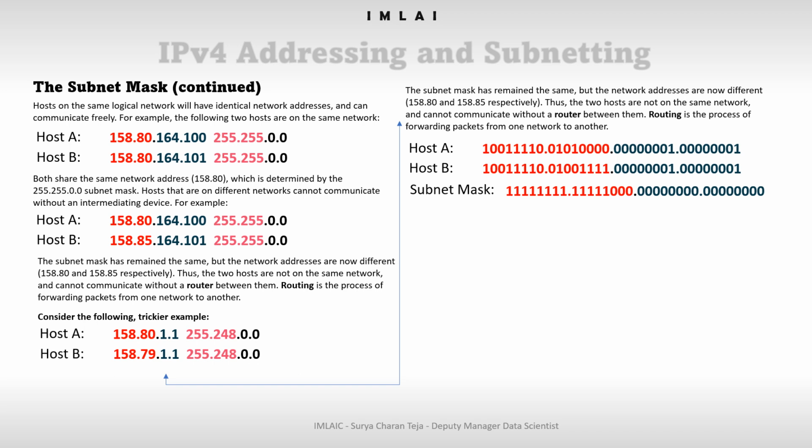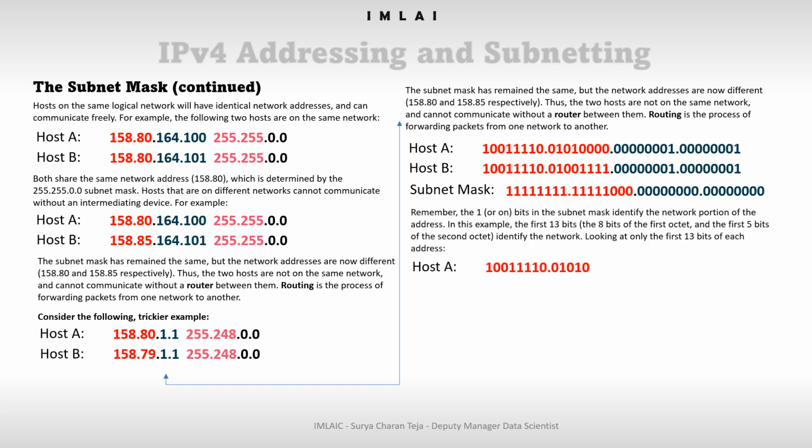Normally, hosts which are not on the same network cannot communicate without a router between them. That's why routing is a must for communicating between two hosts in different networks. So what is routing? Routing is the process of forwarding packets from one network to another network. That's what a router does. At your home you might have a router, and it basically forwards packets from the wide area network to your local area network. That's it, nothing much.